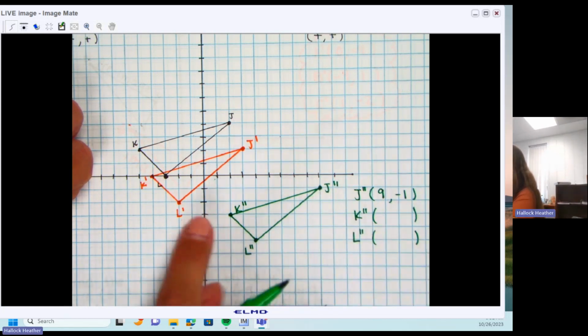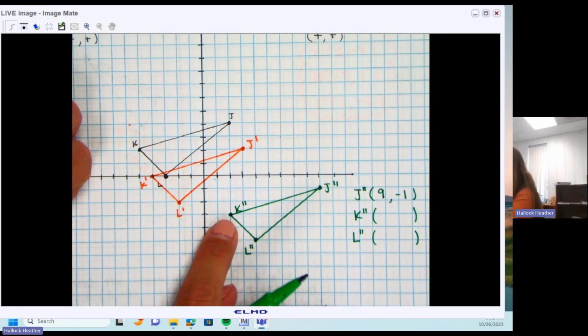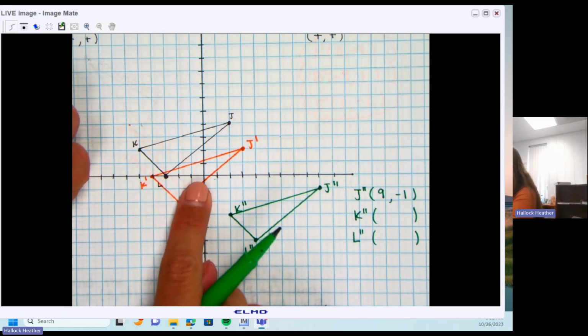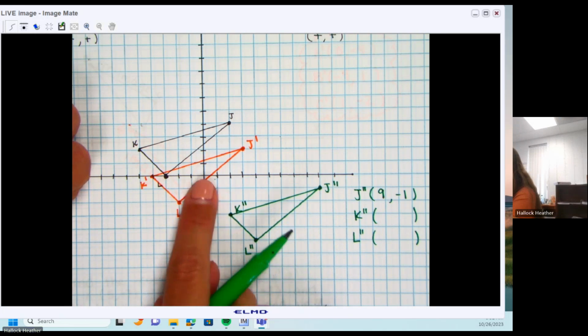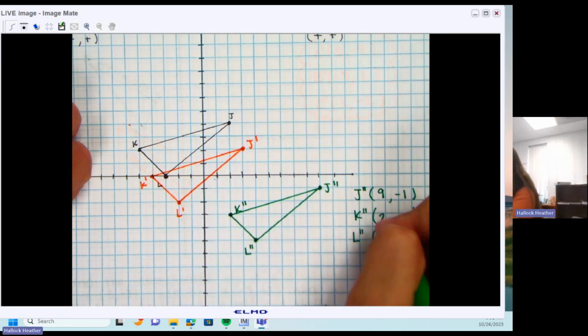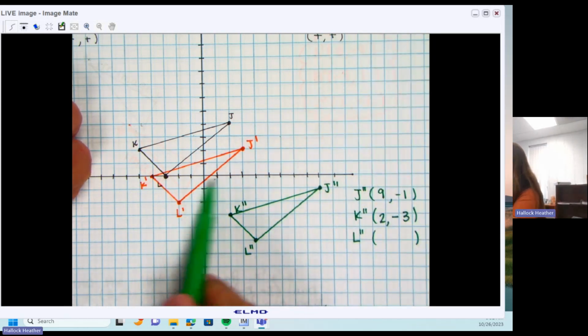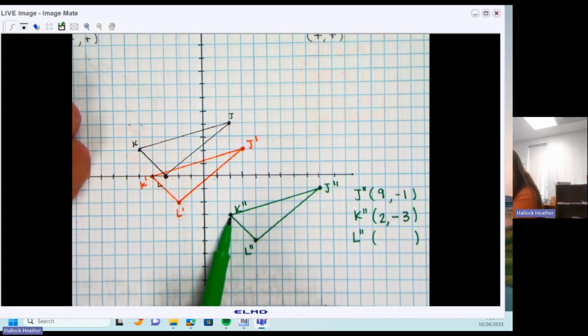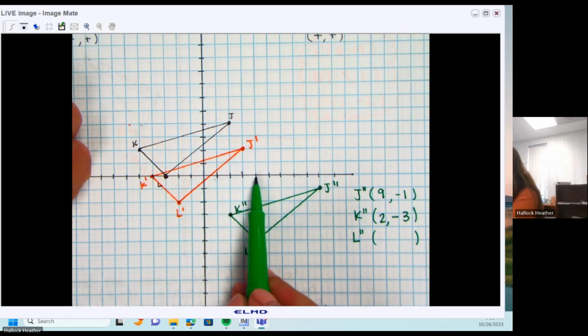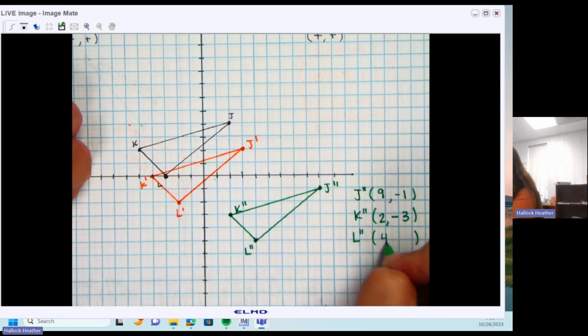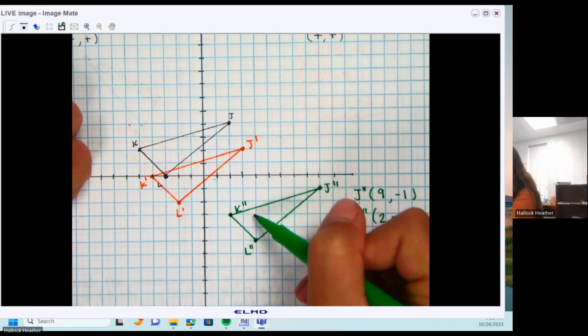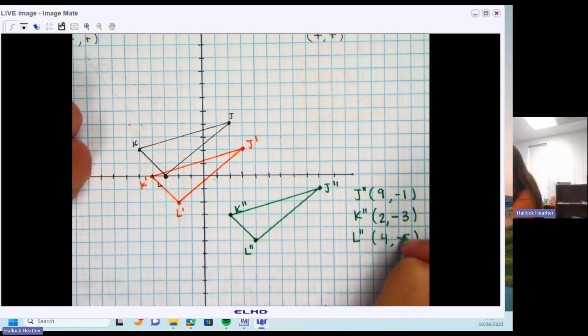K double prime is right here. From the origin, (0, 0), how much do you have to go to the right and how much do you have to go down? 2 and then negative what? 3. So (2, -3). And then from the origin for L double prime, 4, and then how much do I have to go down? -5.